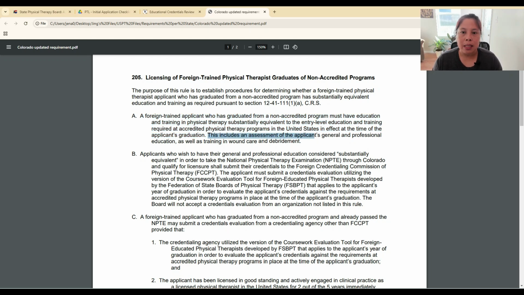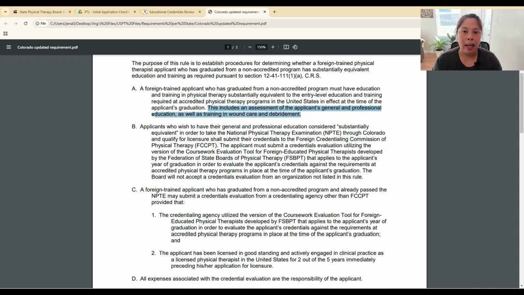Okay? This includes an assessment of applicants' general and professional education as well as training in wound care and debridement. So those wound care and debridement, I saw that in coursework tool number 6. If you don't have that, then you have a deficient subject. Applicants who wish to have their general and professional education considered substantially equivalent in order to take the NPTE through Colorado and qualify for licensure shall submit their credentials to the Foreign Credentialing Commission on Physical Therapy. One very important thing that you have to take note of is that only FCCPT is accepted in the state of Colorado. They do not accept IERF, ICD, or ICA, or other credentialing agencies, okay?